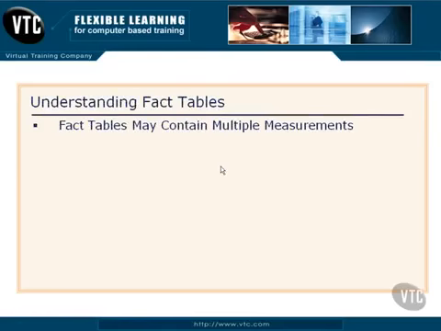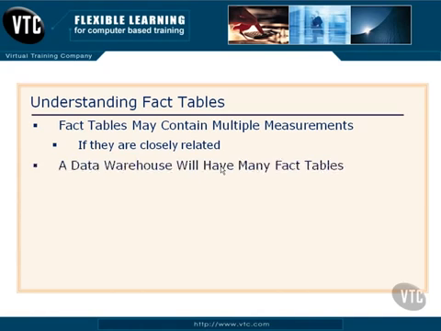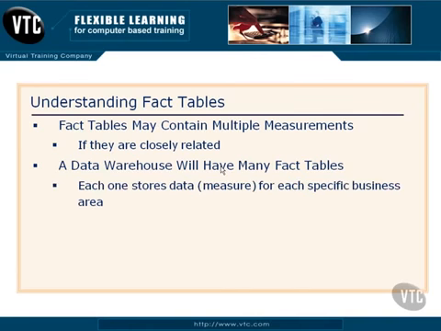Now, fact tables may contain multiple measurements, however, only if these measurements are very closely related and we have a reason to see these right next to each other or in that kind of a close relationship. Now, a data warehouse will often have many fact tables because each individual fact table stores data or a measurement for each specific business area.